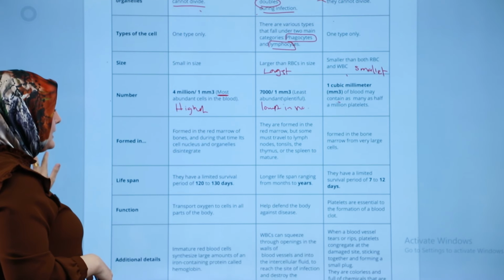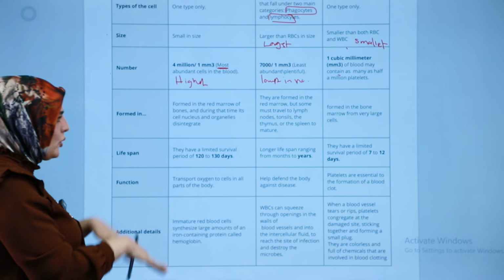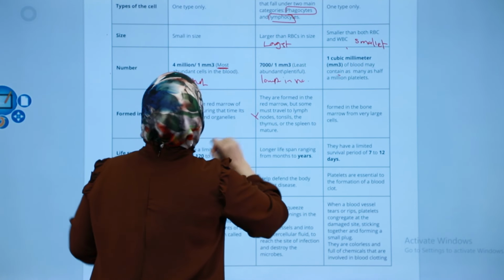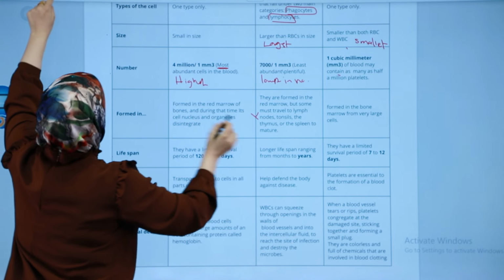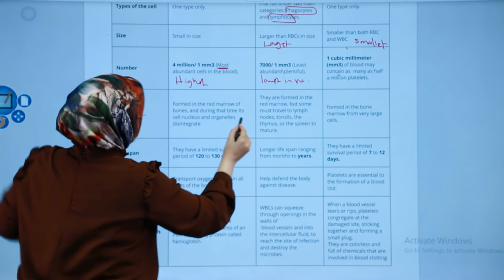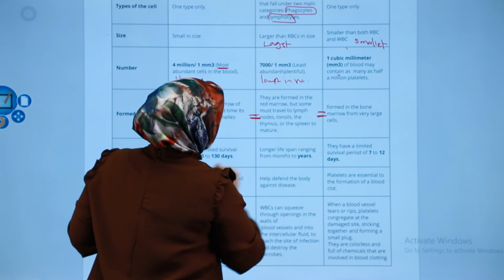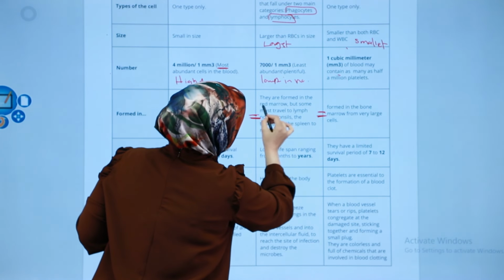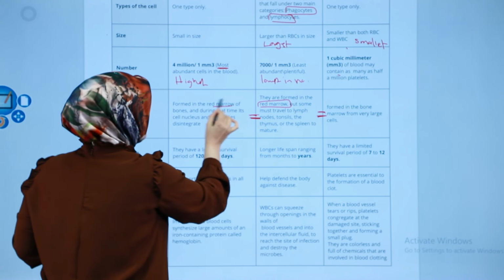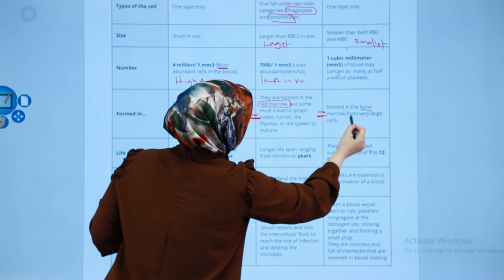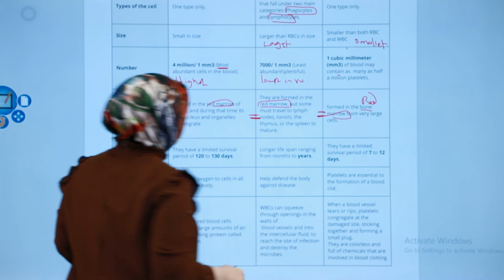The only similarity between all three, so let's not cross it, let's make an equal sign showing that this is a similarity, is where they are formed. Each one of them forms in the red bone marrow, by the way, okay?